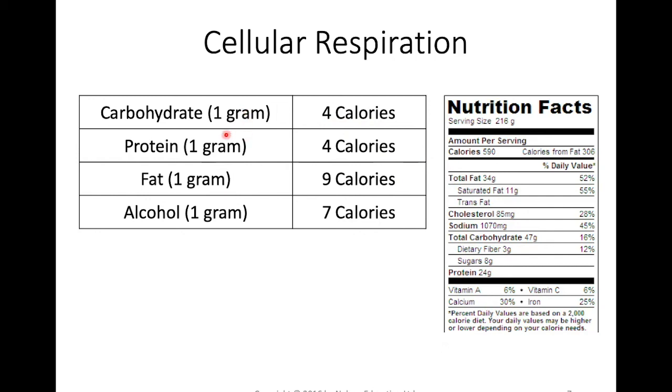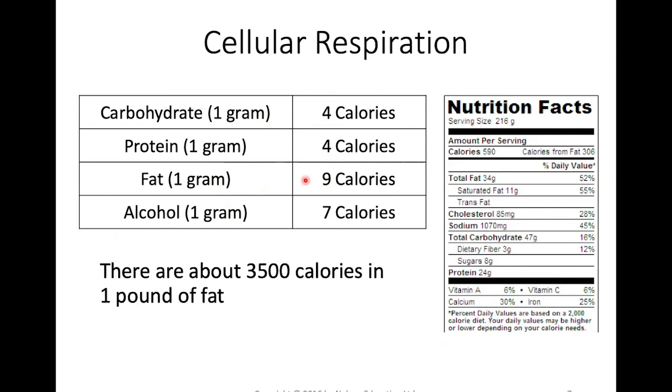For 1 gram of each of the following macromolecules, as well, I've included alcohol to give you a bit of perspective here on those fruity alcoholic beverages. But with carbohydrates, protein, and fats, what caloric value comes from 1 gram of those macromolecules? So you'll see here carbohydrates and proteins, you're receiving about 4 calories per gram, whereas fat, many more calories per gram of fat.